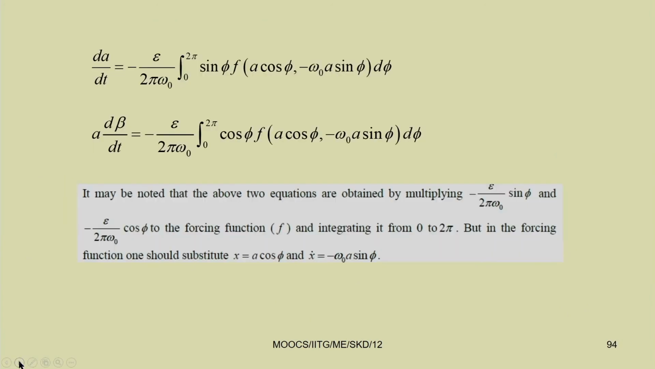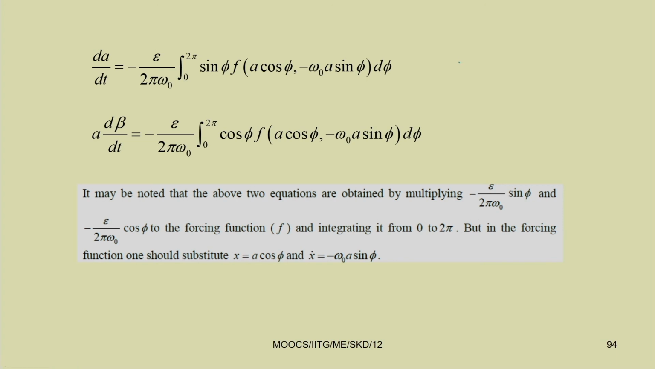So, dA by dt is written equal to minus epsilon by 2 pi omega 0, integral from 0 to 2 pi of sin phi f(a cos phi, minus omega 0 a sin phi) d phi, and this a d beta by dt equal to minus epsilon by 2 pi omega 0, integral from 0 to 2 pi of cos phi f(a cos phi, minus omega 0 a sin phi) d phi.